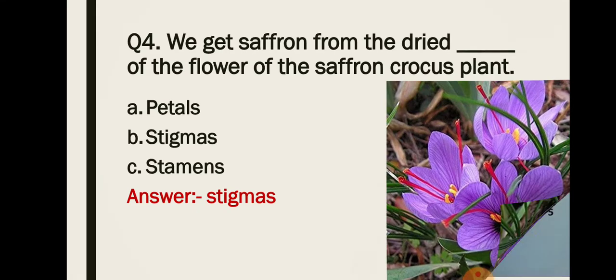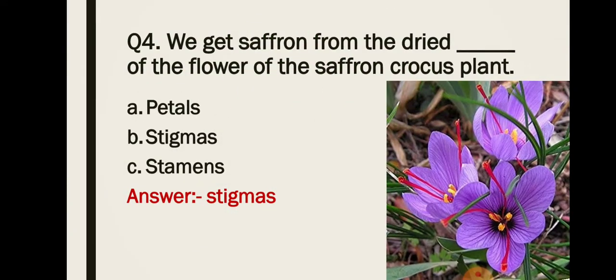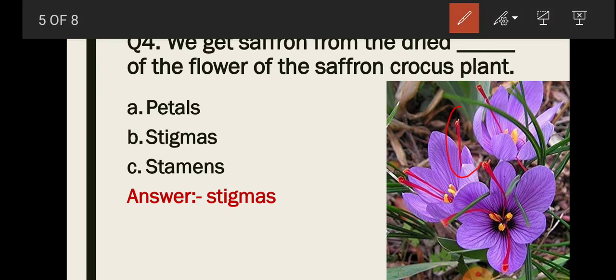So as you can see in this image, these hair-like structures which are red in color, these are known as stigmas, and these are plucked from the saffron flowers, and this is how saffron is harvested.